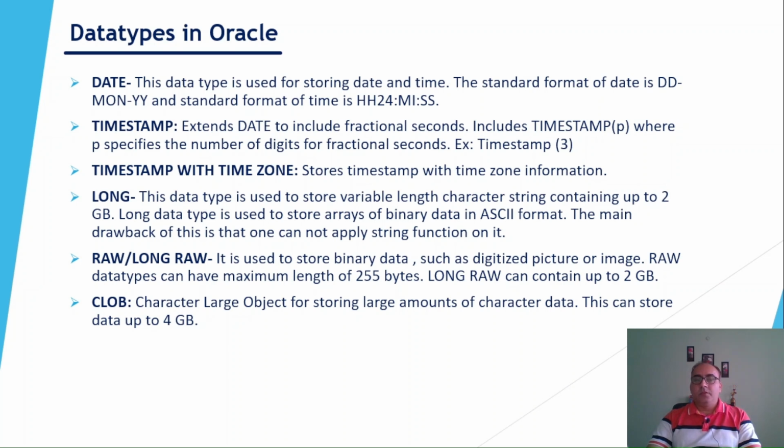Then we have BLOB. This is used to store large objects or large amounts of data. Using this data type, we can store information up to 4 GB. Then we have NCLOB. This is similar to CLOB. The only thing is that it supports Unicode data.